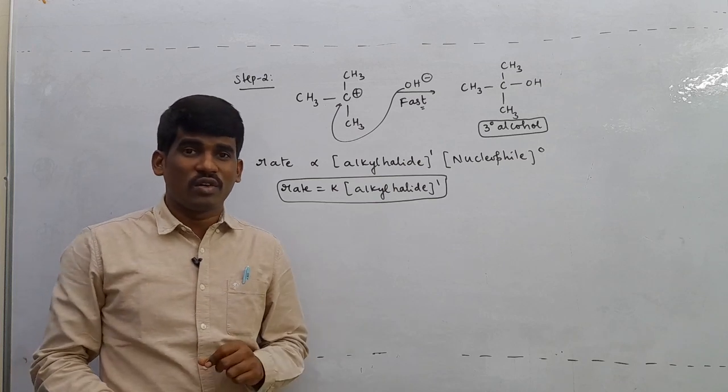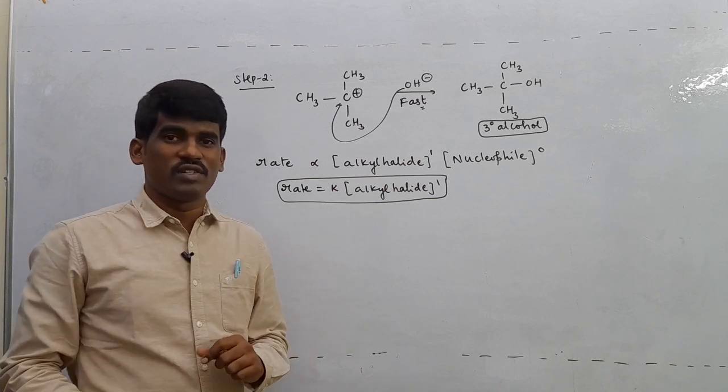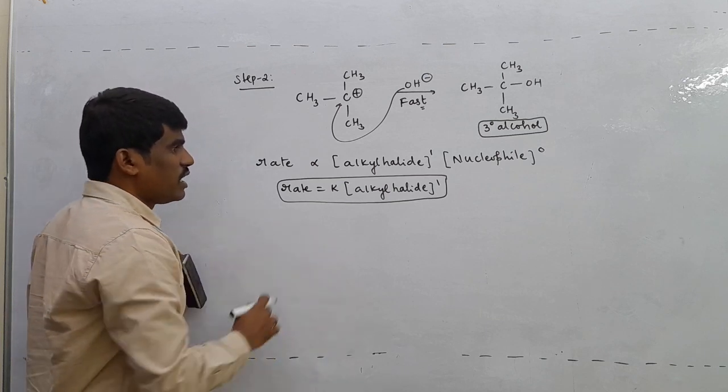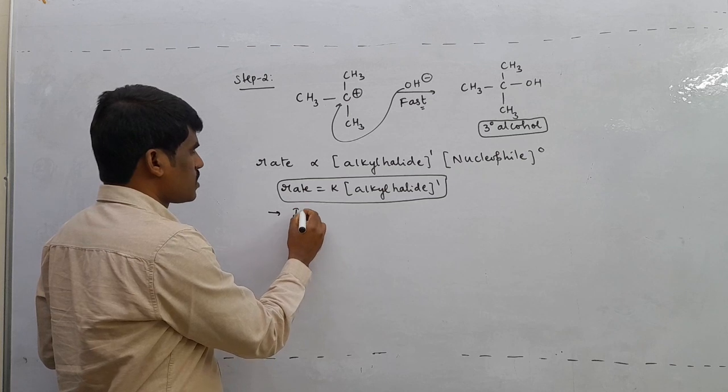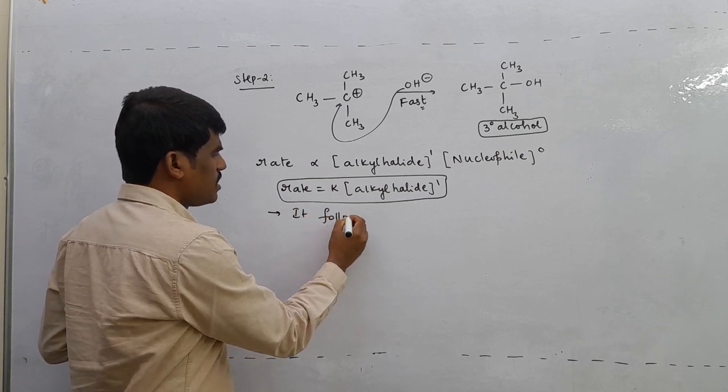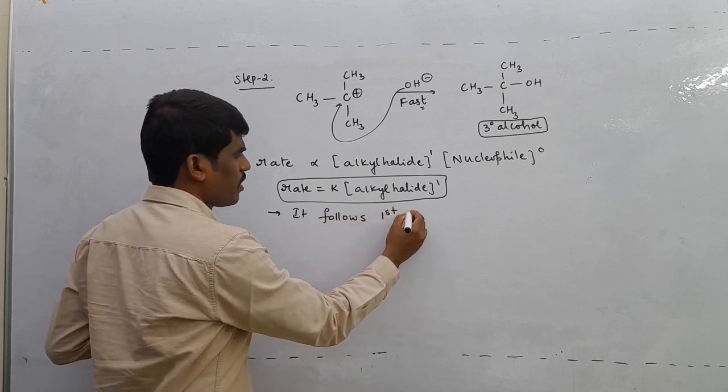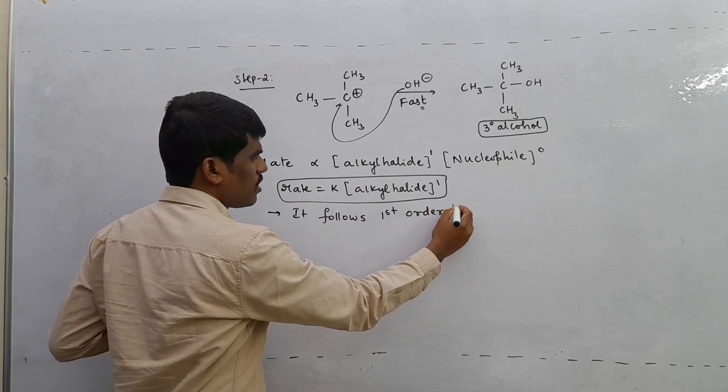It's a very important question for PU board examination, children. So rate is equal to k into the concentration of alkyl halide, and hence it follows first order kinetics. As it is, you write down the points. It follows first order kinetics.